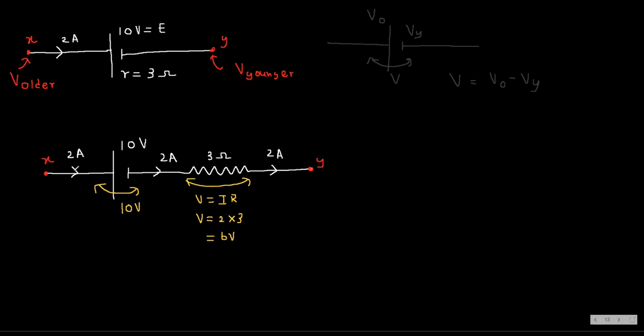Okay. Now I have to calculate the voltage of X by using Y, and the voltage of Y by using X. I'm taking the voltage of X by using Y. Now, this point's voltage is Y. What is the age of the younger one? It's Y. What is the age difference between younger and older? 6 volts. If the age difference between young and old is 6 volts, what is the voltage at this point?